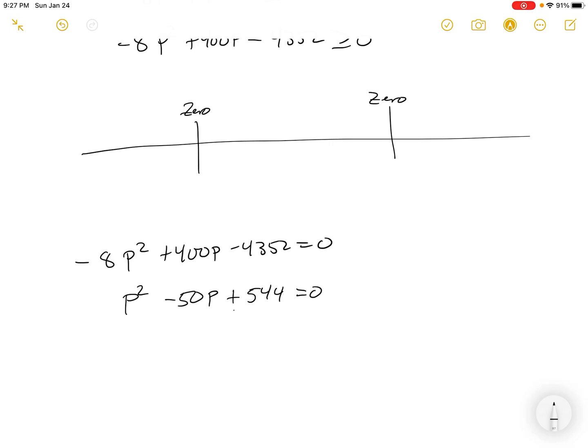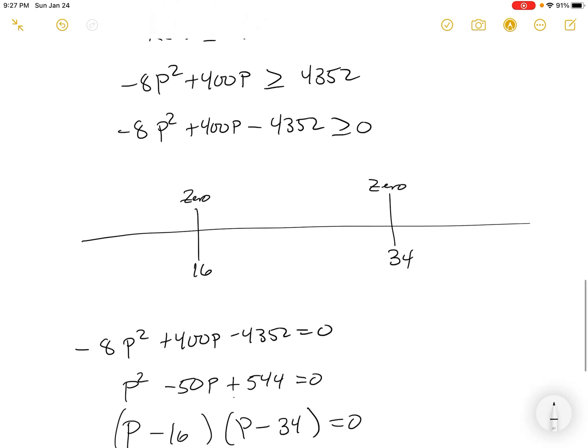As you play with some, 8 goes into it, 4 goes into it, 16 goes into it. And as you play around with it, you realize that it's a minus 16 and a minus, am I remembering that right? A minus 16 and a minus 34. Okay, again, just playing around with factors. If you multiplied that out, it would yield that, which means we have a 0 at positive 16 and at positive 34. And so these are where it's flat out 0. So we don't want it to be flat out 0. We want it to be greater than or equal to 0.